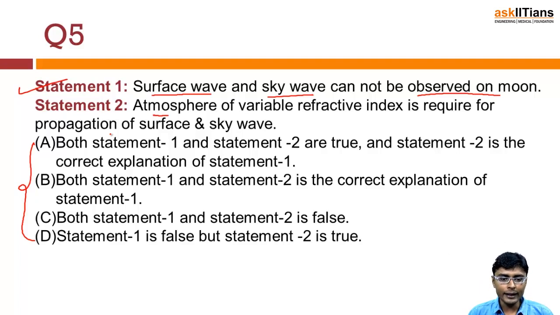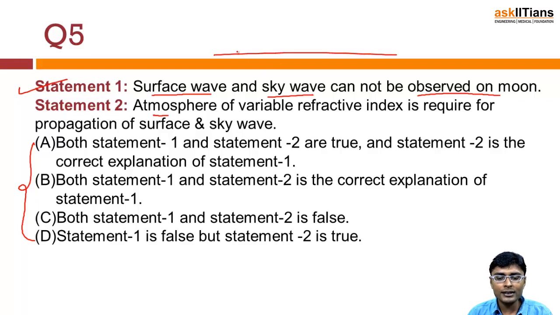In statement 2, they are saying that the atmosphere of variable refractive index is required for propagation of sky wave. We have seen that in case of a sky wave, the waves go towards the ionosphere region and are reflected back from it. The reason for the reflection is the variation in the refractive index. The refractive index of the different layers within the ionosphere is changing, decreasing basically. Therefore, bending of waves takes place.